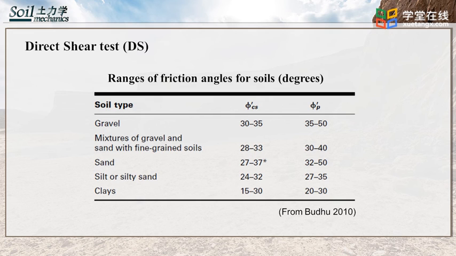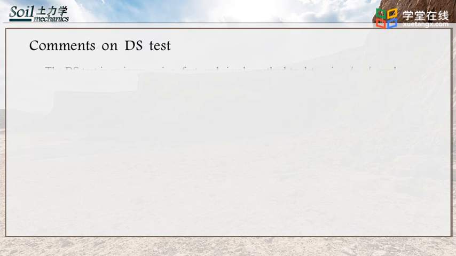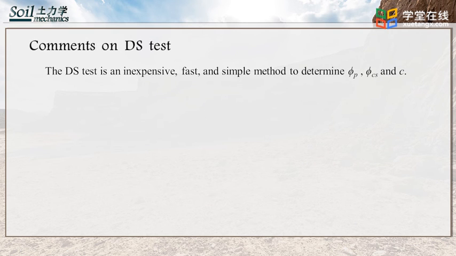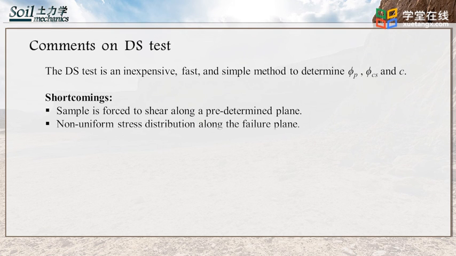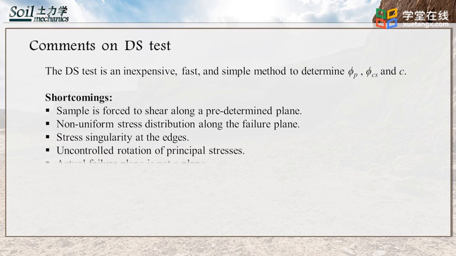This table shows the ranges of friction angles for different types of soils. The friction angles, including friction angles at peak shear stress and friction angles at critical state. It can be seen that the friction angles at peak shear stress is greater than that at critical state. Generally, the direct shear test is an inexpensive, fast, and simple method to determine the friction angles and cohesion, but it has some shortcomings. For example, the tested specimen is forced to shear along a predetermined plane, which is fixed at the middle of the specimen.